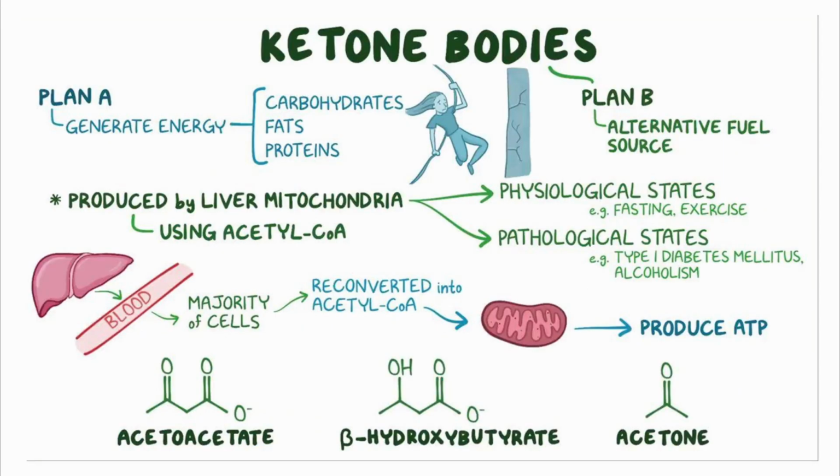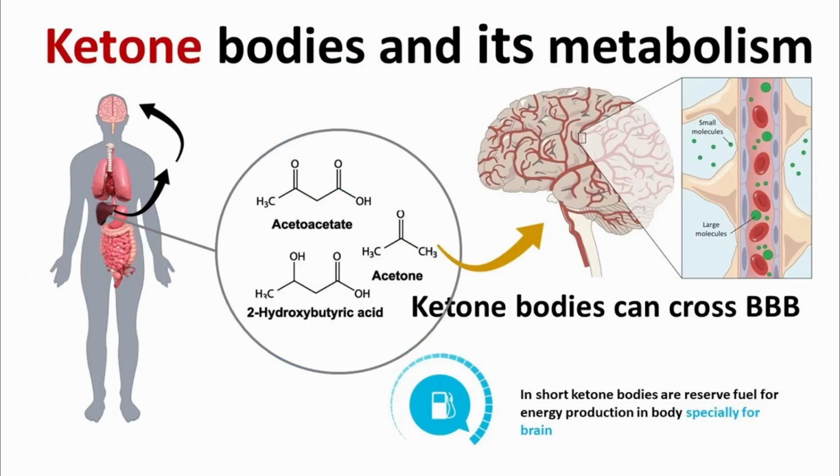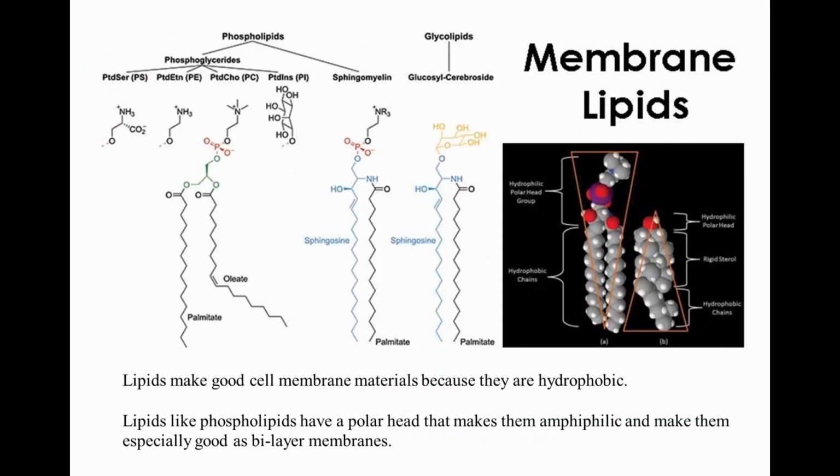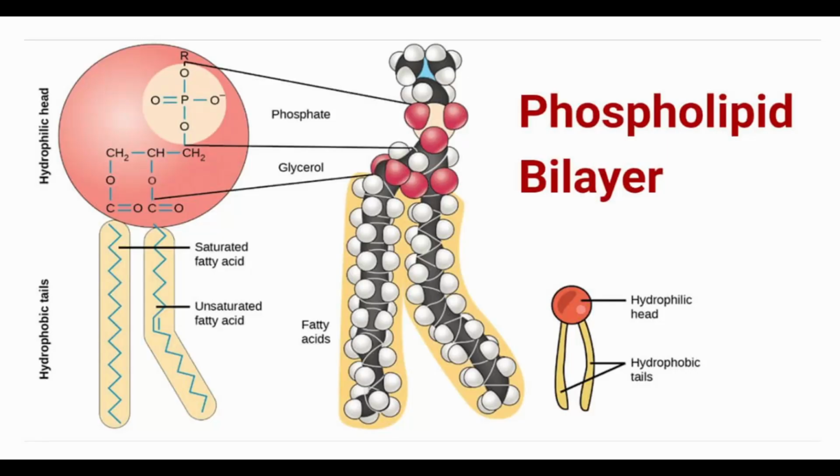These ketone molecules can be used specifically in brain, heart, and skeletal muscle mitochondria in an emergency situation to rapidly produce ATP fuel so that they can act in emergency cases when glycogen and glucose levels are too low or absent. Besides energy storage, lipids also have important functions in cell membranes. Lipids make good cell membrane materials because they are hydrophobic.